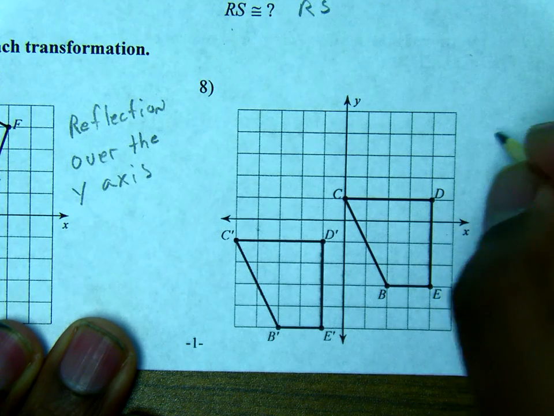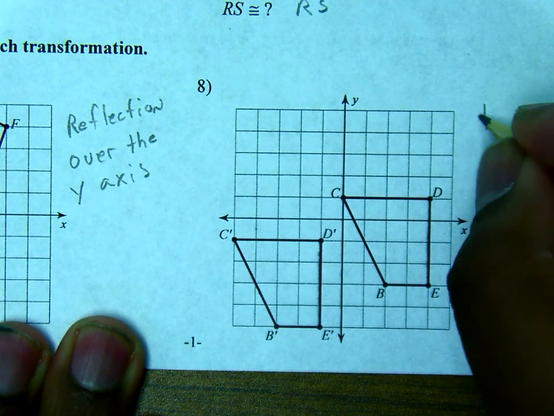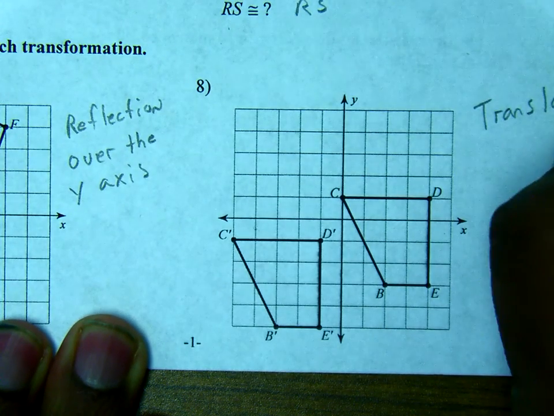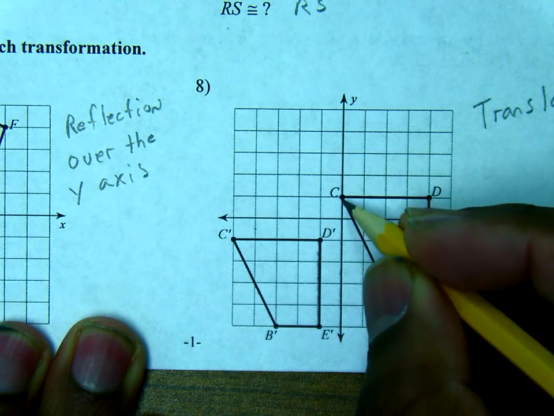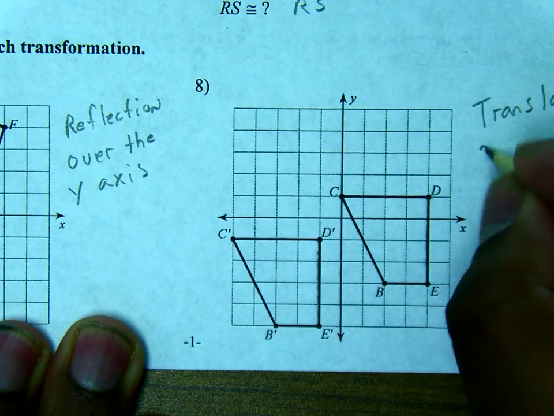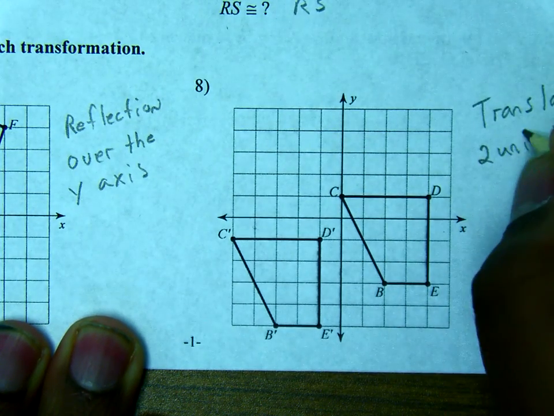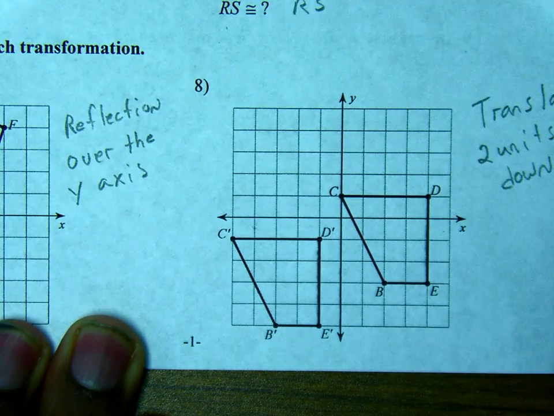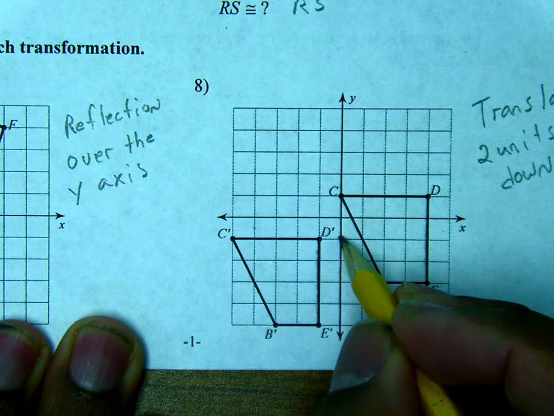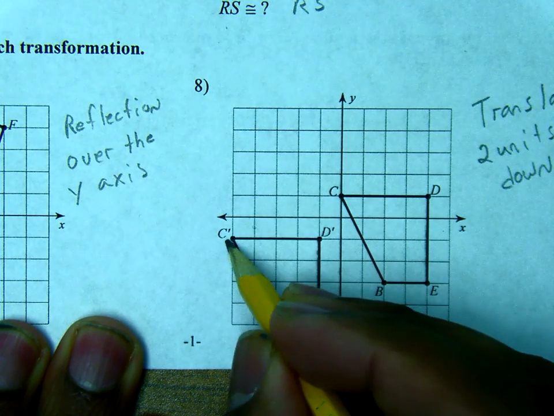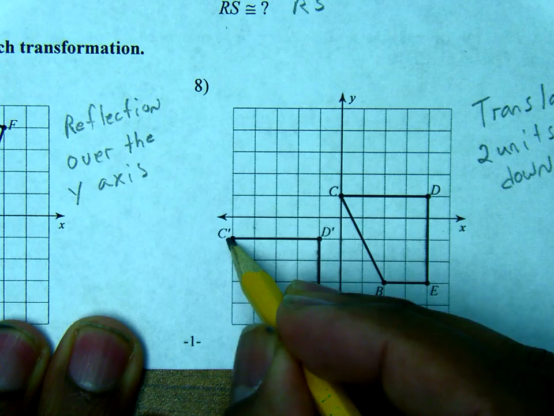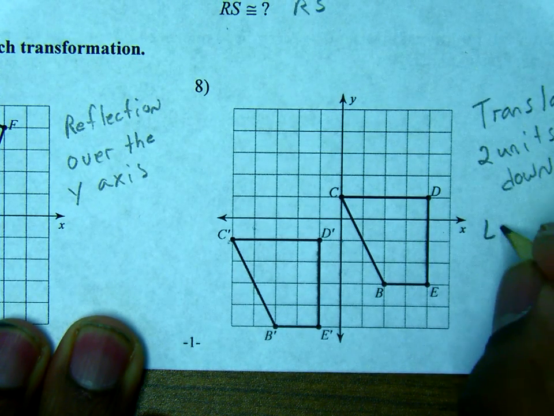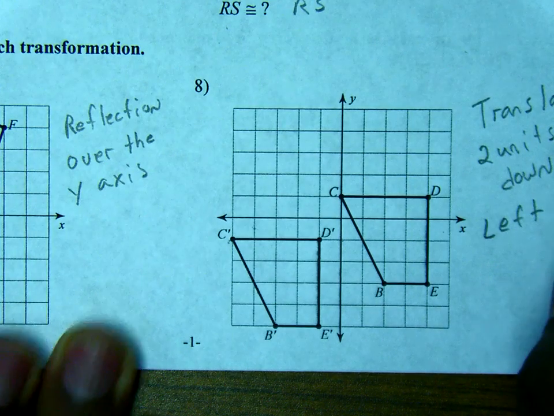So I'm gonna say it is a translation two units down. And let's see, if I come down to how far do I need to go to get to C here? So that's going to be 5. And then to the left, 5 units.